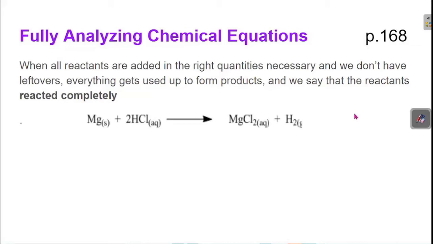Fully analyzing chemical equations, page 168. When all reactants are added in the right quantities necessary and we don't have leftovers, everything gets used up to form product. And we say that the reactants reacted completely.